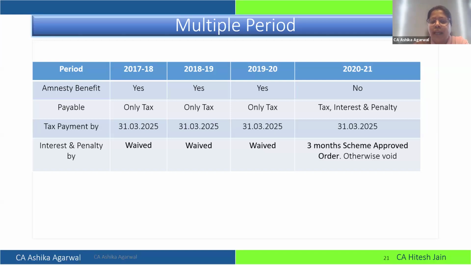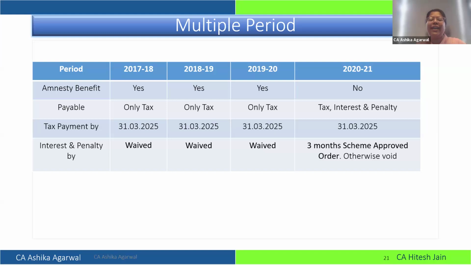So you have to keep in mind that the extended time limit is only with respect to interest and penalty, not for tax. While making an application, the full tax amount needs to be paid, even though the period is outside or the issue is outside. In both scenarios, you have to pay.